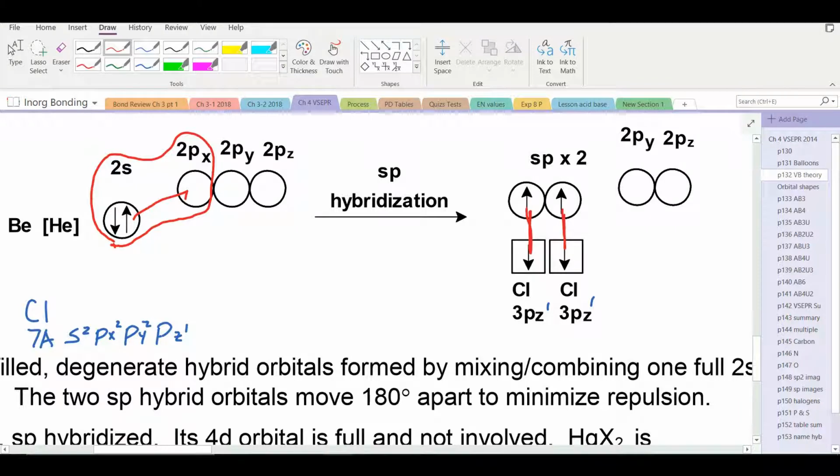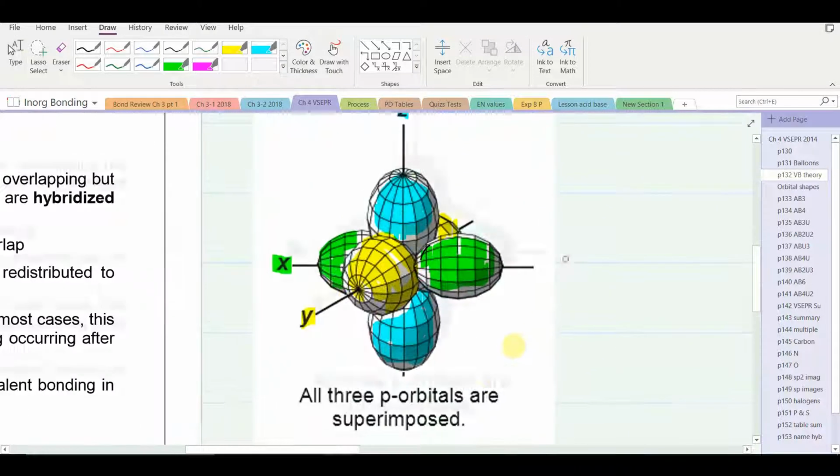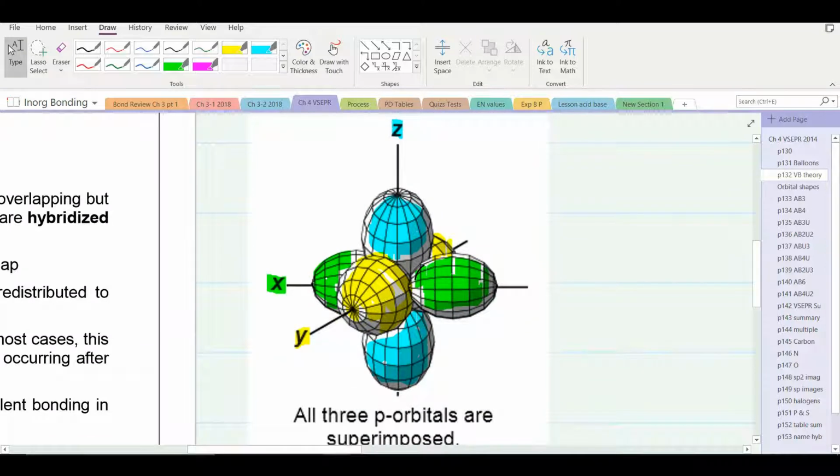Let's look at this a little bit more. So this diagram represents the shapes of the p orbitals: the px orbital, the py orbital, and the pz orbital. We're saying that px and py are full, but the pz orbital is half-filled and can overlap with a hybridized orbital of, say, beryllium.